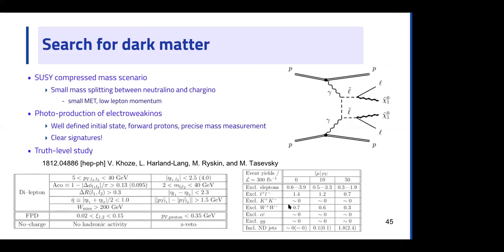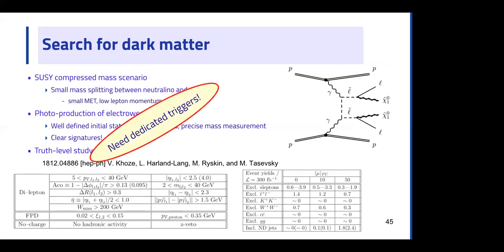So in the end, here we see 300 inverse femtobarn, for instance, with 50 collisions per bunch crossing. We can reach a number of events for the signal that is close to the number of events expected for the background. And therefore we expect to be sensitive also to this kind of processes.